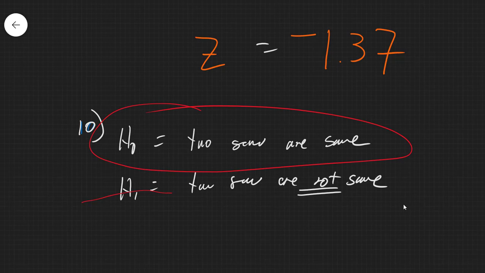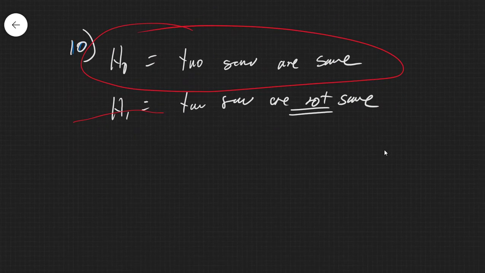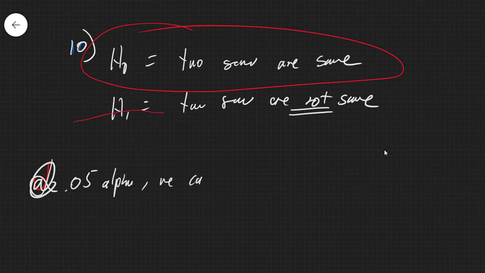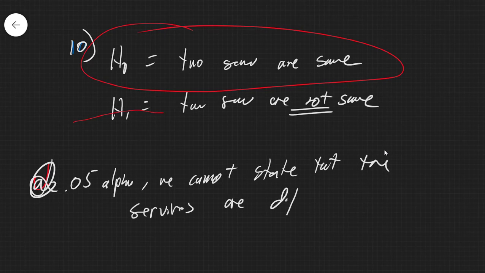More to the point, the real statement that we're making here is, at 0.05 alpha, we cannot state that the services are different. And that's our conclusion.